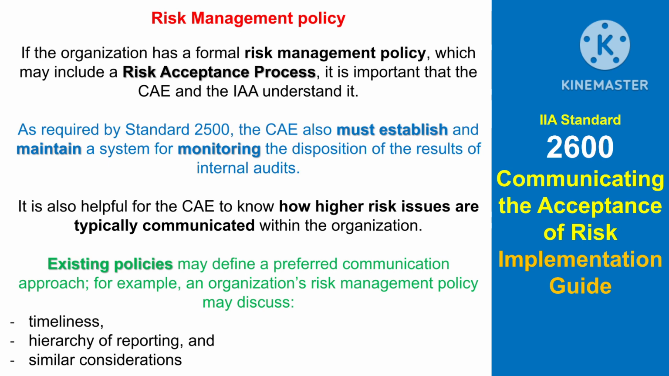If the organization has a formal risk management policy, which may include a risk acceptance process, it is important for the Chief Audit Executive and internal audit activity to understand it. As required by Standard 2500, the Chief Audit Executive also must establish and maintain a system for monitoring the disposition of the results of internal audits.